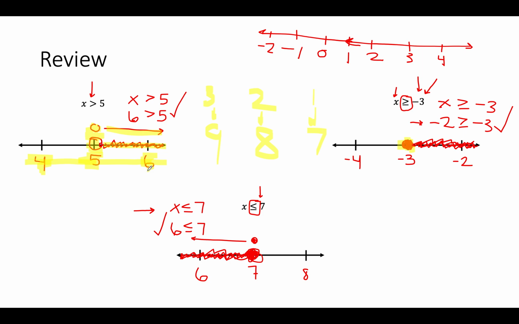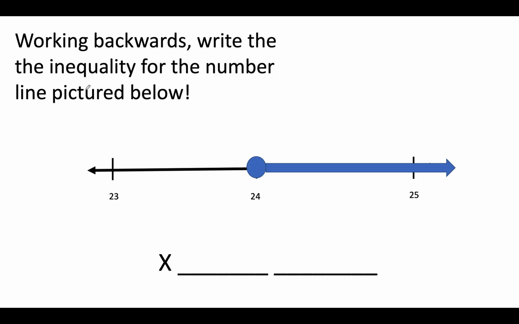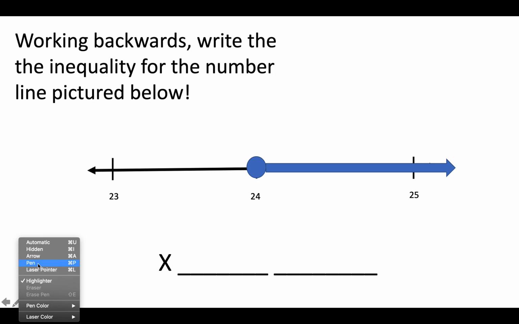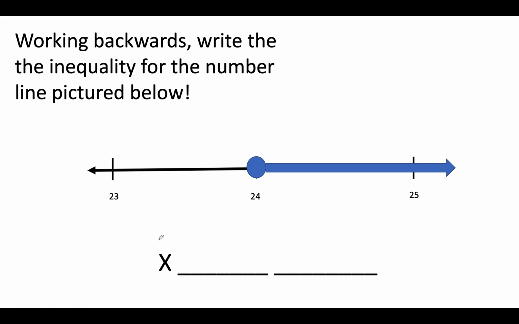The last part of the review, and there will be a question or two like this on your quiz, is I want to see if we can work backwards. So this whole time I've asked you to create your number line, create your graph, and go from there. I want to see what we can do if I give you the number line, I give you the graph, I give you the inequality. Can we work backwards, and can you give me the inequality statement, which will be down here.